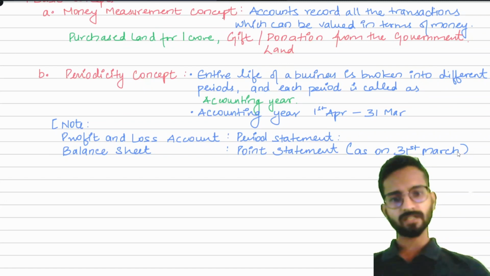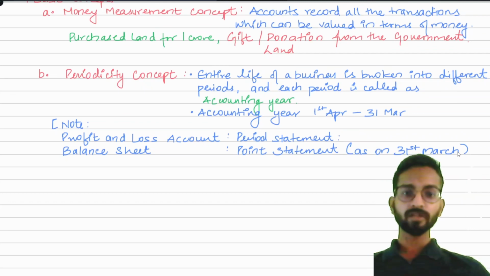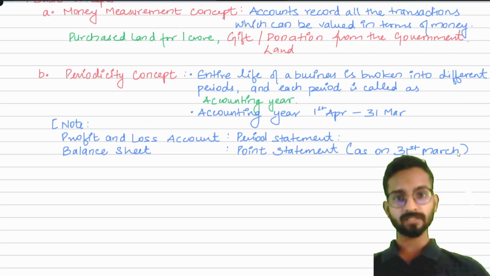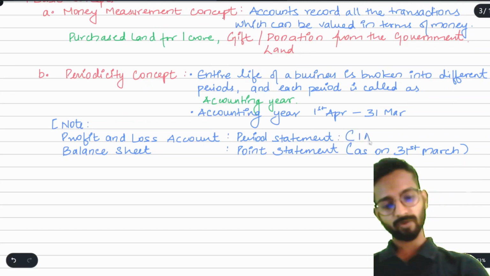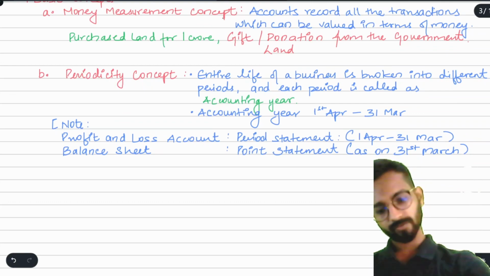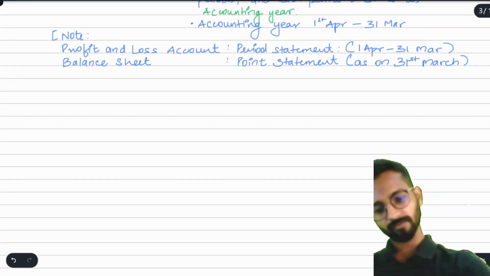These all things we will discuss in the further videos. I am just telling you right now that the balance sheet tells you what the position is, how strong your company is as on 31st March, as on the last day of the year. A period statement provides the details of the income and expense from 1st April to 31st March. Simple enough.